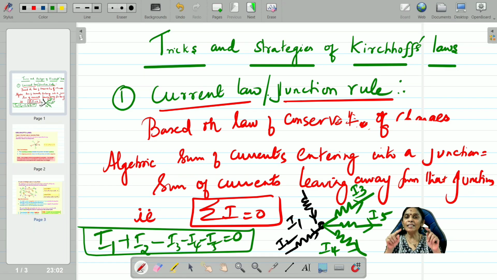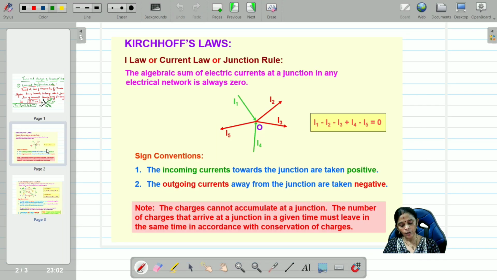The current which is entering in must be equal to the current which is leaving out. Or you can say the algebraic sum of the currents flowing through a junction is always equal to 0. Can you see here? The algebraic sum of the electrical current at a junction in any electrical network is always equal to 0. O is the junction. I1 is entering in, see the arrow mark. I4 is entering in. So I1 and I4 are taken to be positive, whereas the remaining, all leaving out the junction, are taken to be negative.